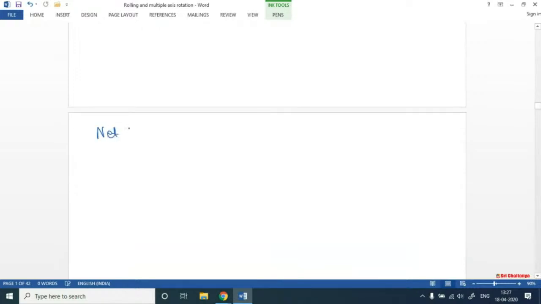So for the net or resultant angular velocity, we must vectorially add omega and omega dash. You must understand, this was the direction of omega, making angle alpha with the horizontal, and this was the vector omega dash, which we have already seen. The magnitude of omega dash was nothing but omega sine alpha, that we have already established.